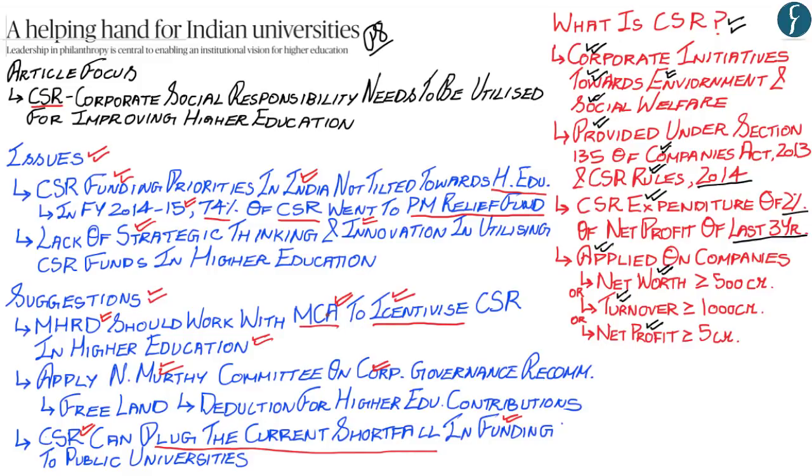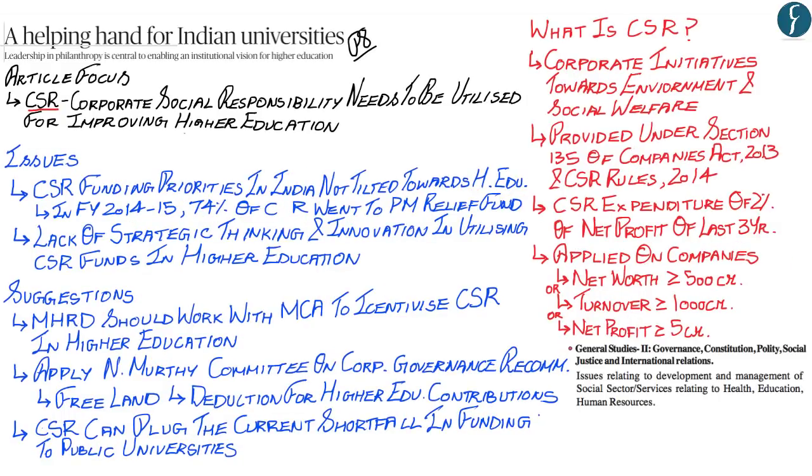So now hopefully you've understood as to what is CSR and what are the issues and suggestions given by the author with regards to the utilization of corporate social responsibility funds in improving higher education in India. Now with regards to your UPSC syllabus, your utilization of CSR in improving higher education would be placed in GS paper 2 within the subsection issues relating to development and management of the social sector education, wherein you can highlight how CSR funds can be utilized for improving higher education in India. And so now with this, let us move on to the next article.